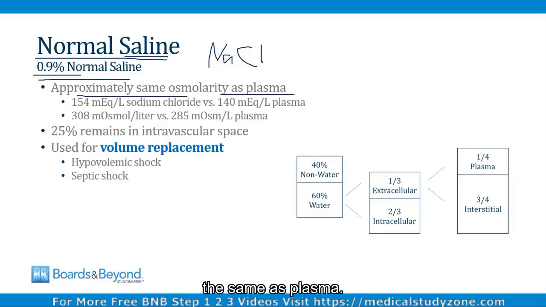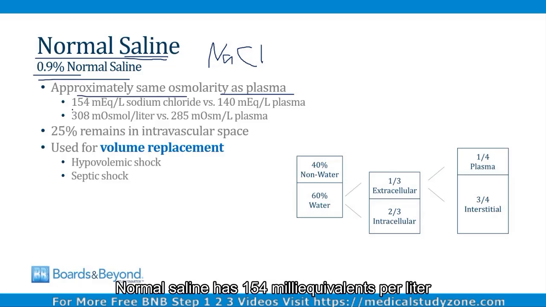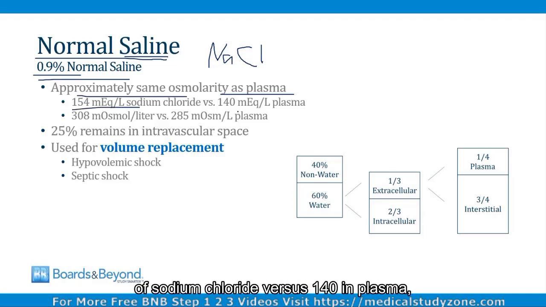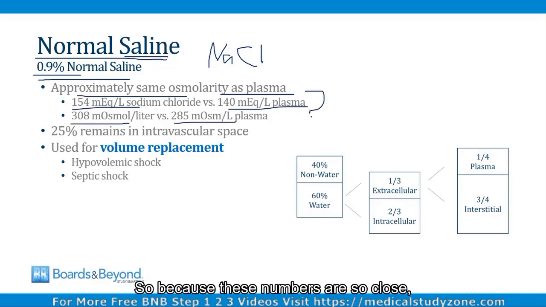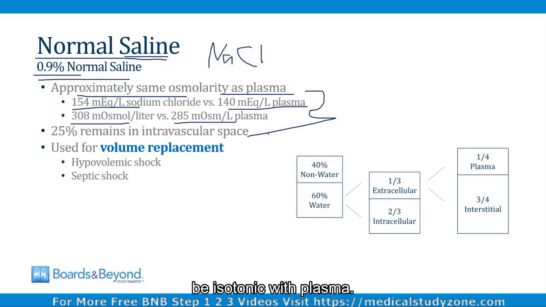The amount of sodium chloride found in normal saline gives it an osmolarity that is approximately the same as plasma. Normal saline has 154 milliequivalents per liter of sodium chloride versus 140 in plasma, and the osmolarity of normal saline is 308 milliosmoles per liter versus 285 for plasma. Because these numbers are so close, we consider normal saline to essentially be isotonic with plasma.